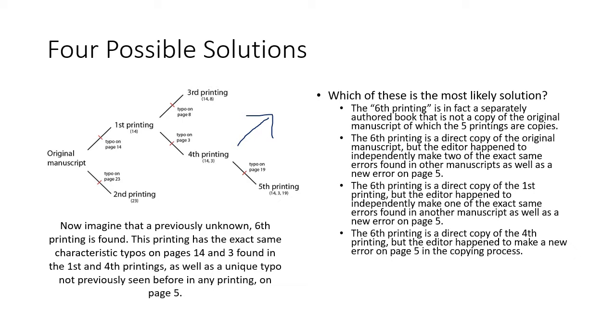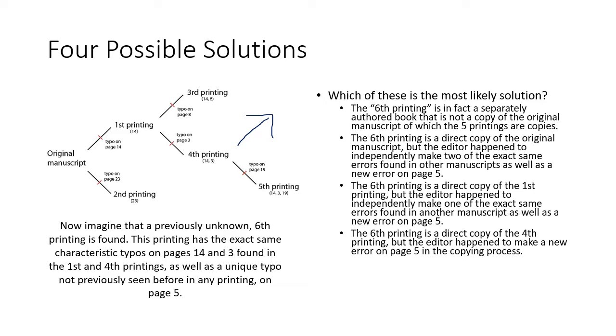All of these could be true. The sixth printing could be a separately authored book that's not a copy of the original manuscript of which the five printings are copies. That could be the case, but it just so happens to have all of the same words as the original one and all of the same shared typos as the various printings. It could be a direct copy of the original, but the editor could have independently made two different typos on different pages and a new one. It could be a direct copy of the first one, but then share the typo on page 3 and then it's a new one, or it could be a direct copy of the fourth one. And so the most parsimonious explanation is, of course, the bottom one.